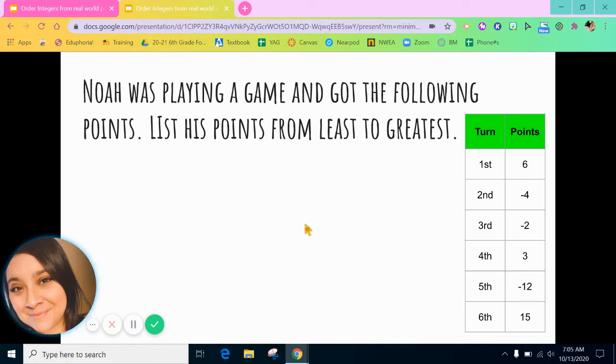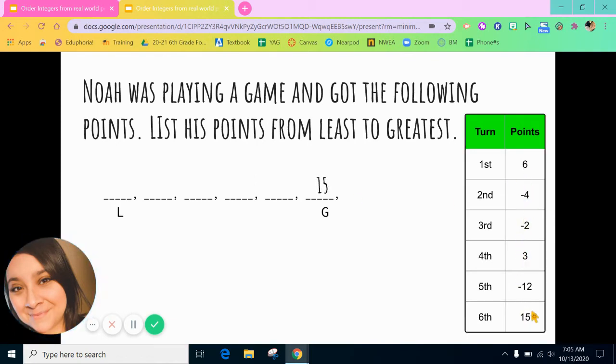All right, next example. Noah was playing a game and got the following points. List his points from least to greatest. So here's our list, least to greatest. We've got some negatives and positives. Instead of focusing on my least ones that are going to be my negative, let's focus on these greater ones first because those are easy. What's his greatest point value? +15. His greatest one remaining would be 6, then 3.